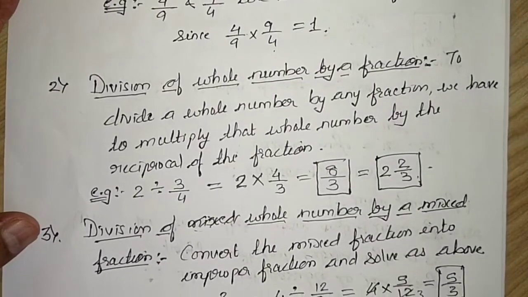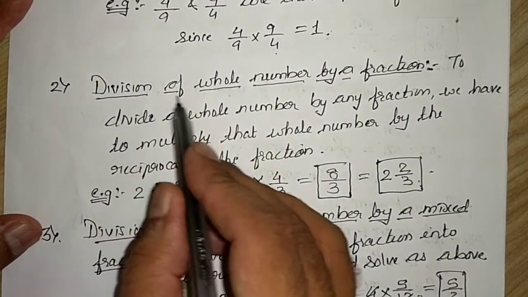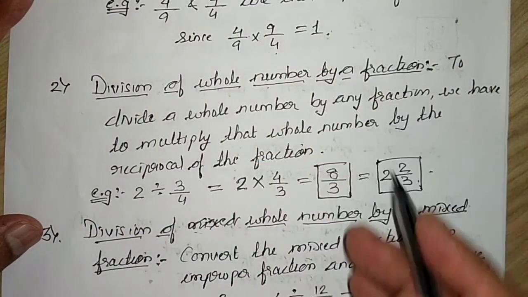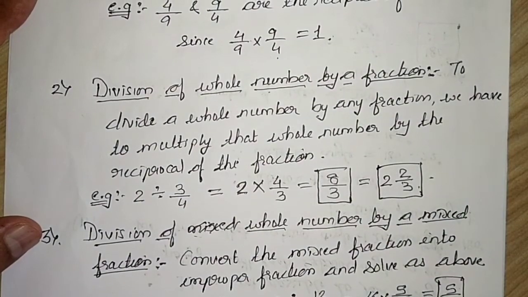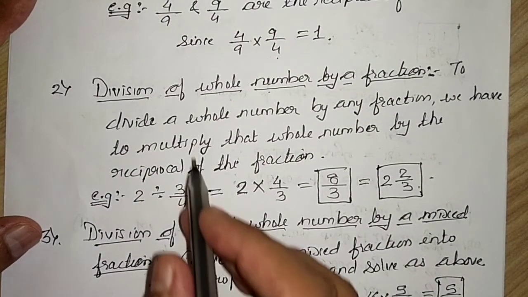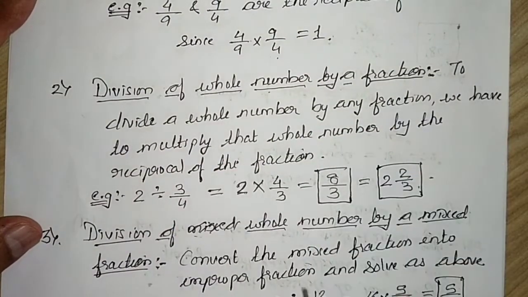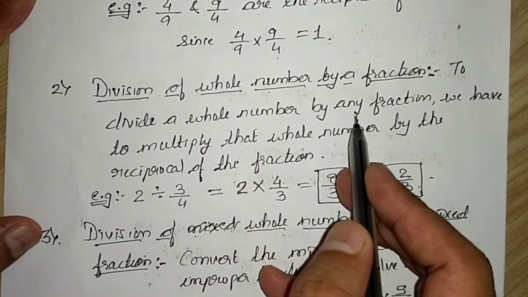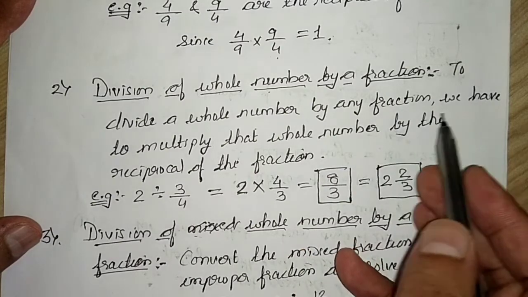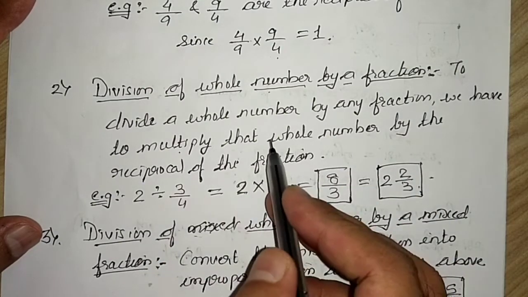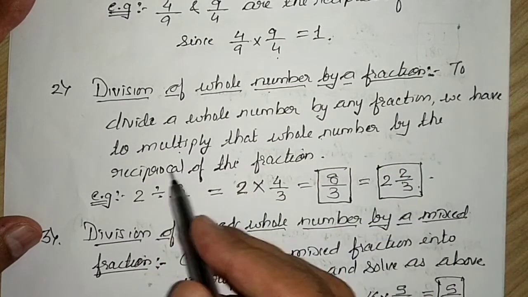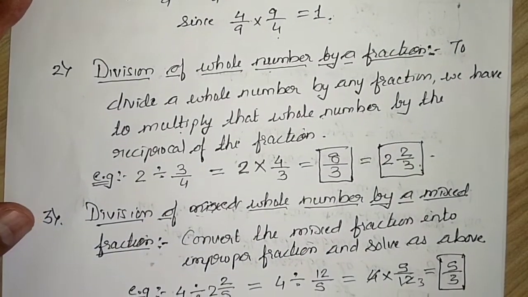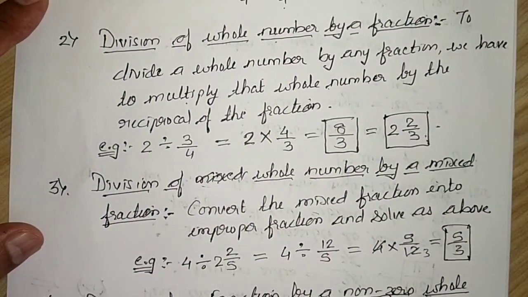Now let us move to second part, division of a whole number by a fraction. Here we will see how we can divide a whole number by a fraction. To divide a whole number by any fraction, we have to multiply that whole number by the reciprocal of the fraction. Let us see by example.